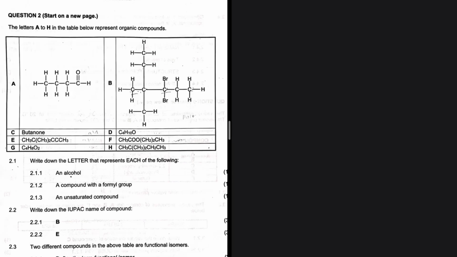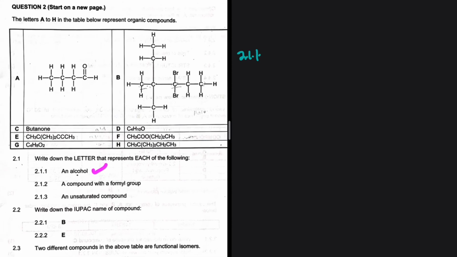Write down the letter that represents each of the following. That is 2.1. And 2.1.1, we are looking for the letter that represents an alcohol. So let's go ahead and take a look at the options that we have. A is clear to see because we have the structures, right? And then C, it's also clear to see what is happening because we have the actual name.